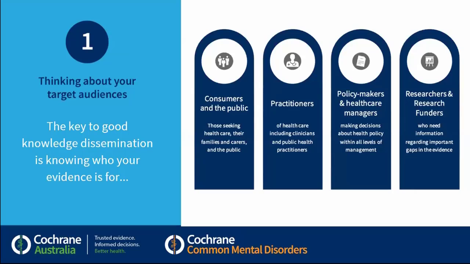And the key to good knowledge dissemination is knowing who your evidence is for. This is something that people talk about a lot. When I first started doing dissemination, I thought, oh, they're always talking about who your target audience is. But it is really important. So we wanted to spend a bit of time in this webinar focusing on how you think about your target audience. And these are the four main target audiences for Cochrane evidence.